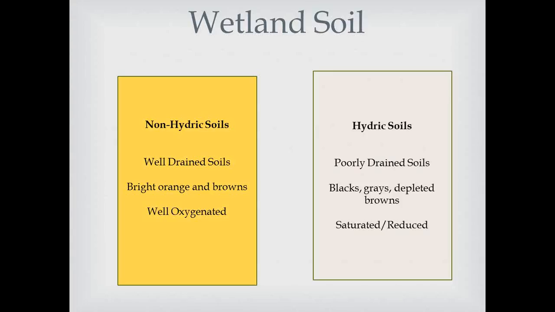Hydric soils are those that are poorly drained. They tend to be black and gray or depleted browns, and that's because they're saturated, so the iron in the soil is reduced. A simple way to remember this is orange and yellow, happy fellow, black and gray, stay away.